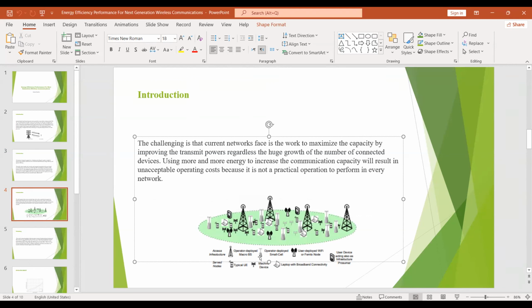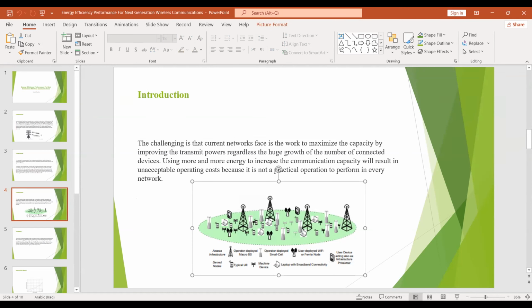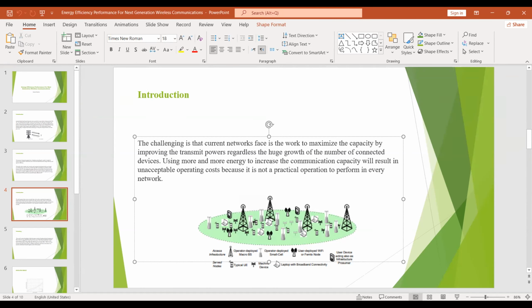So we can summarize the limitation, or problem statement: maximizing the capacity by improving the transmitted power regardless of the huge number of users or connected devices, because they will be mobile phones, laptops, tablets, or even cars, when we talk about vehicle to vehicle or vehicle to infrastructure. They need high transmitted data to connect with others.